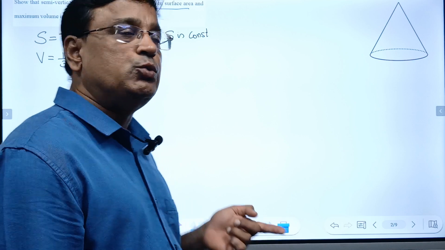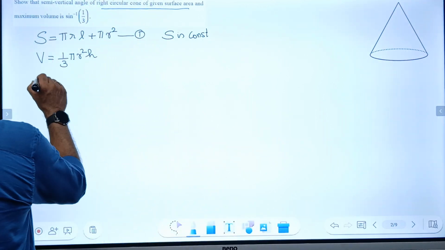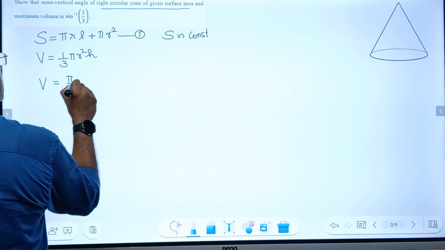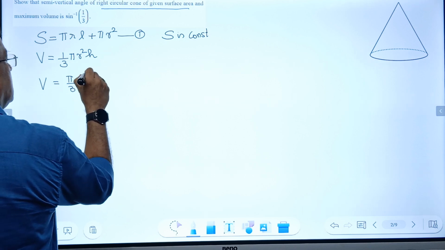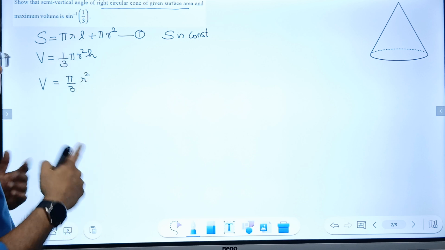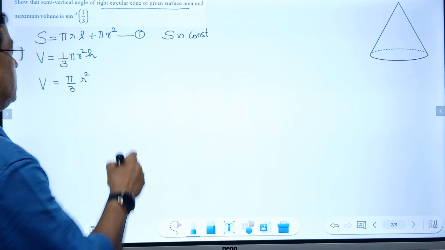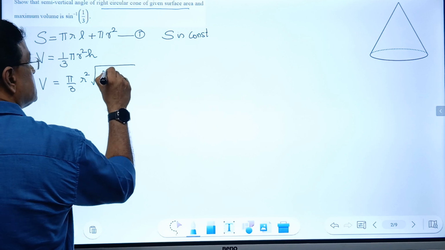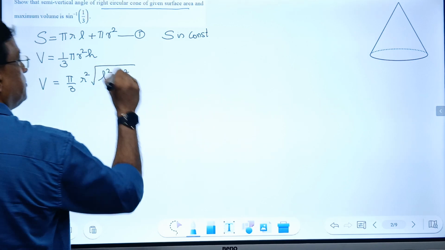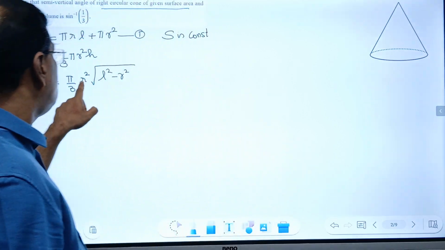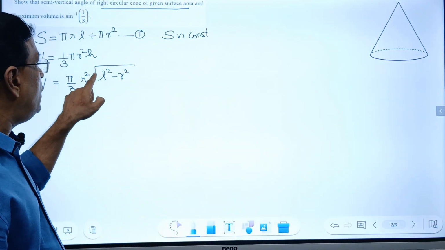Now I have to change it to a single variable. Now how do I change it to a single variable? I want to get rid of this h. Why I want to get rid of h? Because my S is in terms of only r and L, so h is not required for me. So what is h? h is nothing but root of L square minus r square. I am using Pythagoras theorem. Okay, but still you have two variables. You have r and you have L.